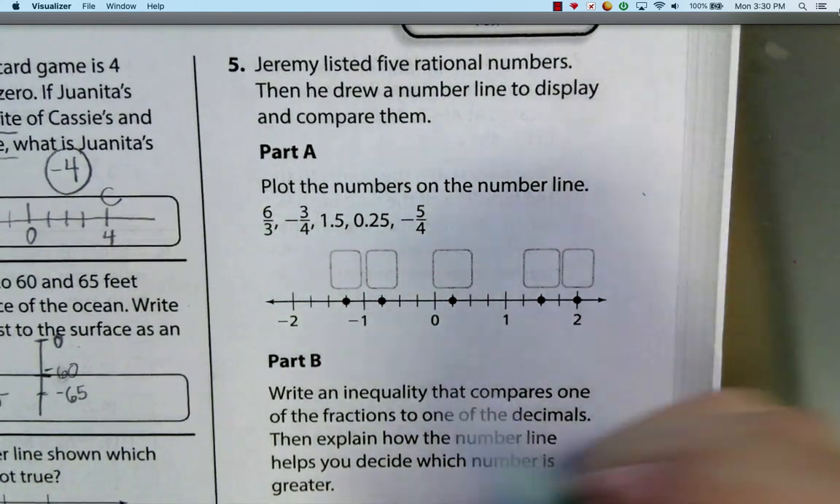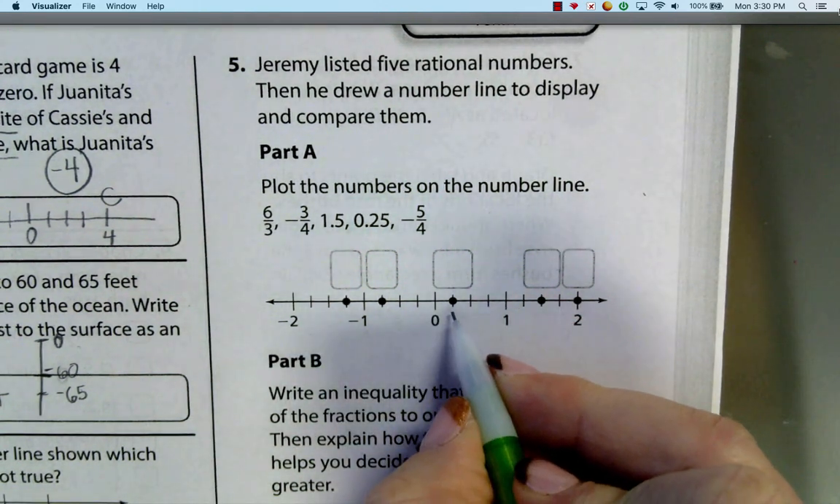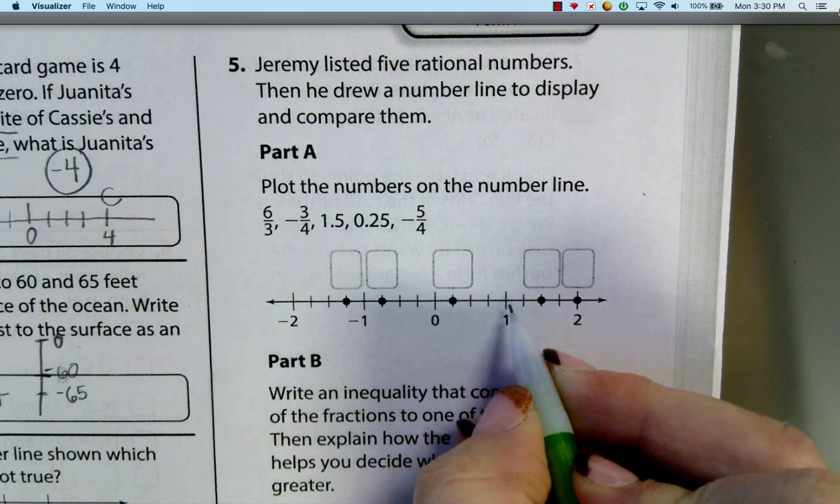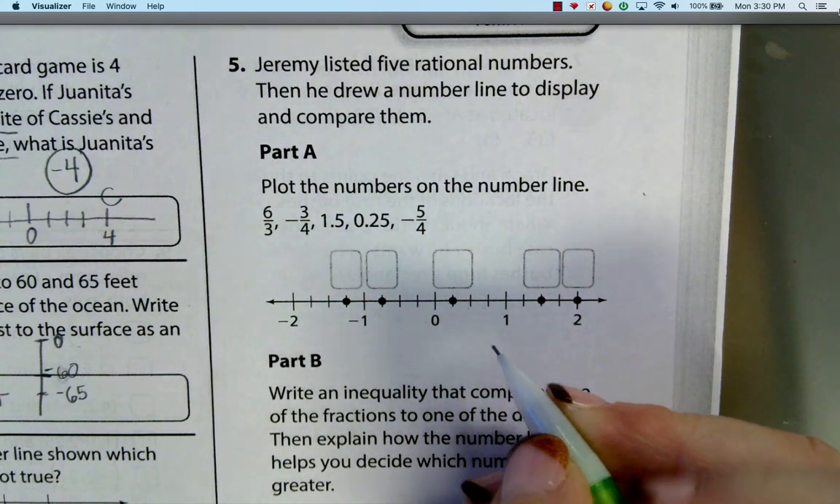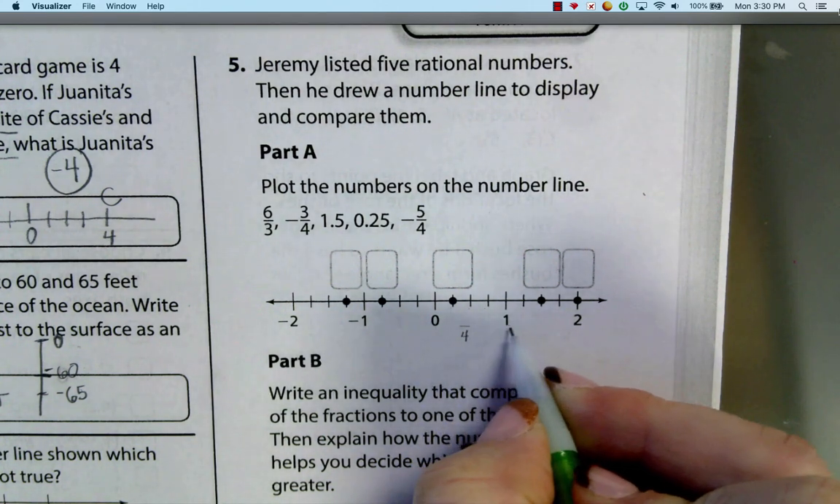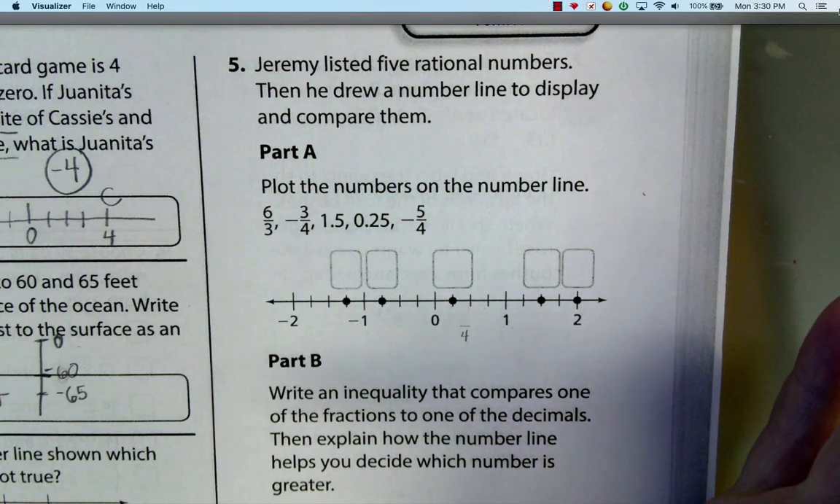And so we have decimals and we have fractions, but if I'm looking at my number line, it appears that I have between my whole numbers 1, 2, 3, 4 tick marks, which means a fraction with a denominator of 4 in between, okay? Okay, so let's just go with that.